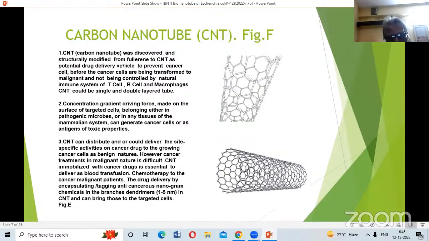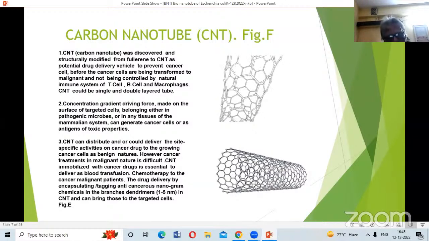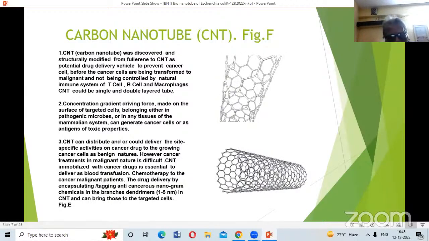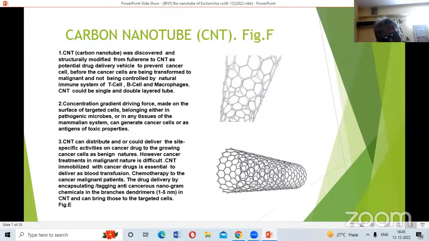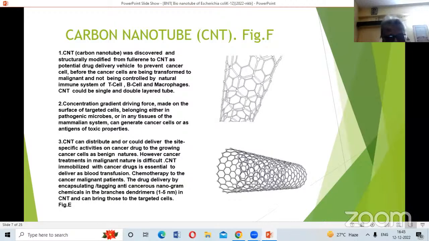So I proceed to say, in the case of the bio nanotube, this process has two directions. In one direction, it will carry the drugs, meaning cancer drugs. At the same time, whenever they reach the targeting cancer cell during blood transfusion, they can also develop an immune response.